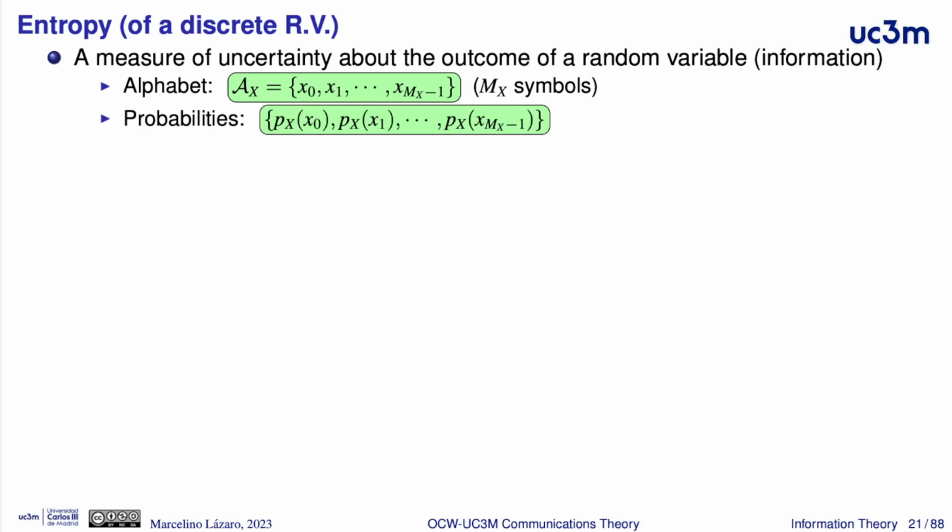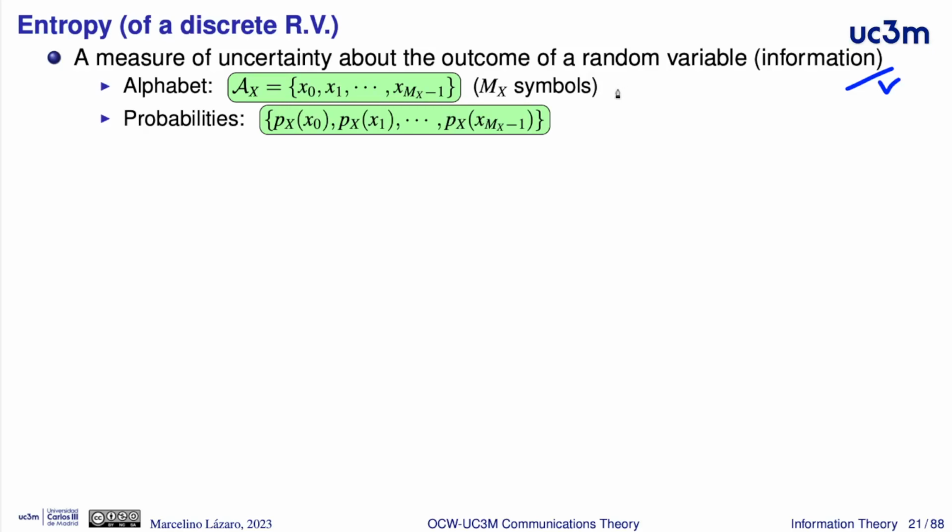The entropy of a discrete random variable is a quantitative measure of information that quantifies the uncertainty about the outcome of a given random variable. This uncertainty can be understood as the information of this random variable, because if we have an experiment, the higher the uncertainty, the higher the information that we get when we know the result.